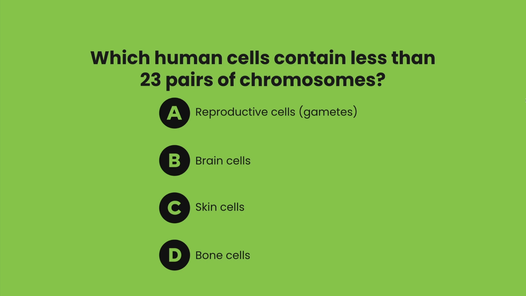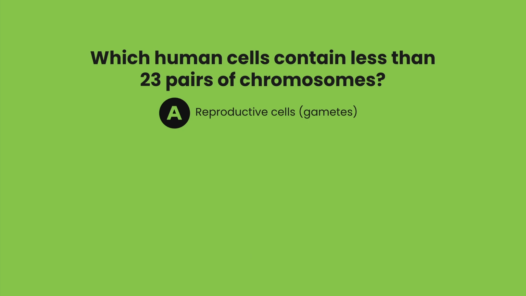Which human cells contain less than 23 pairs of chromosomes? Is it A, reproductive cells or gametes? B, brain cells? C, skin cells? Or D, bone cells? The answer is A, reproductive cells or gametes.